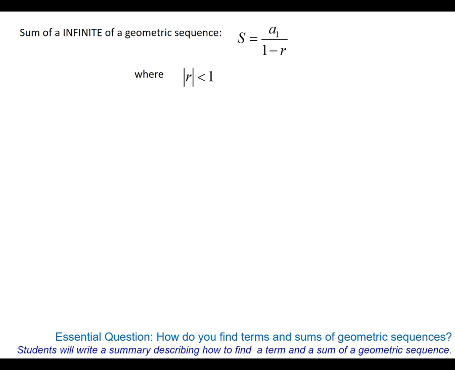English is wrong. It should say sum of an infinite, right? Sum of an infinite geometric sequence. Believe it or not, it takes calculus to explain why this is true, but we can actually add up the sum of an infinite geometric sequence.